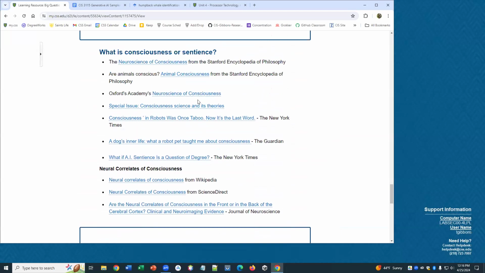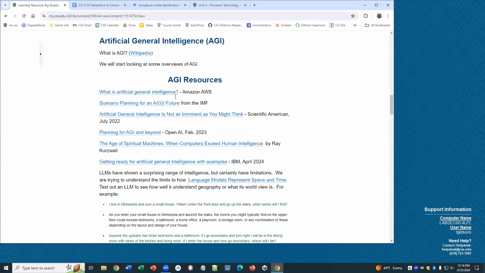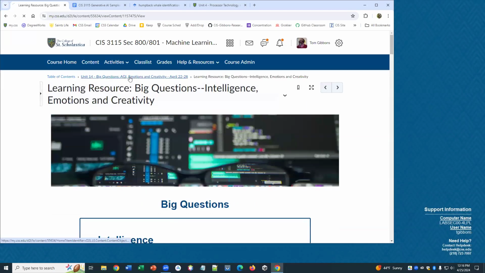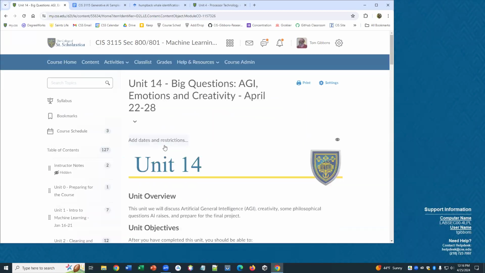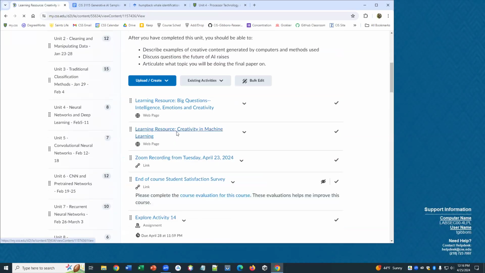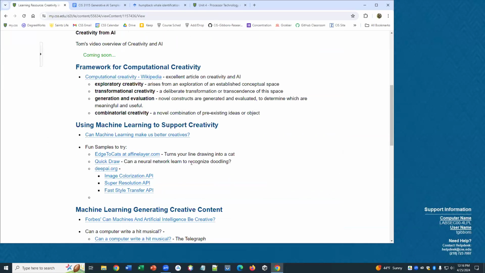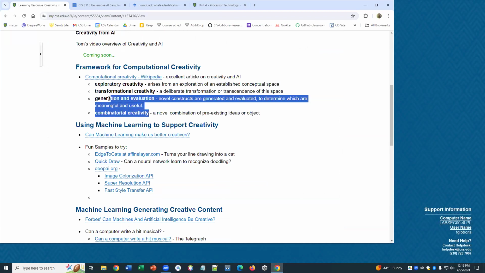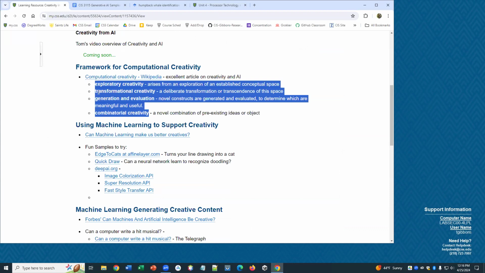I'm going to go to this second posting here and talk a little bit about creativity. One thing I like is Wikipedia lists out, it changes a little bit, but basically 4 types of creativity. And that's what I want you to think of as you're working on creativity.